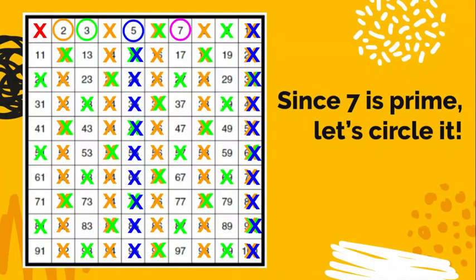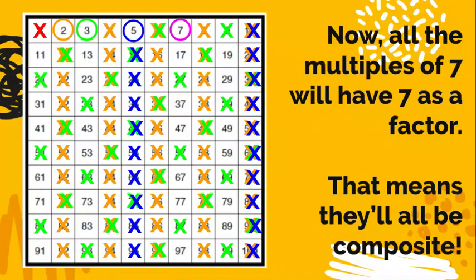Okay, since 7 is prime, we pick a new color. I chose a kind of magenta-ish, pinkish, purplish color. We circle it, and then we get fancy again. We know that all of the multiples of 7 are going to have 7 as a factor, so that means they're all going to be composite. We can cross them off.